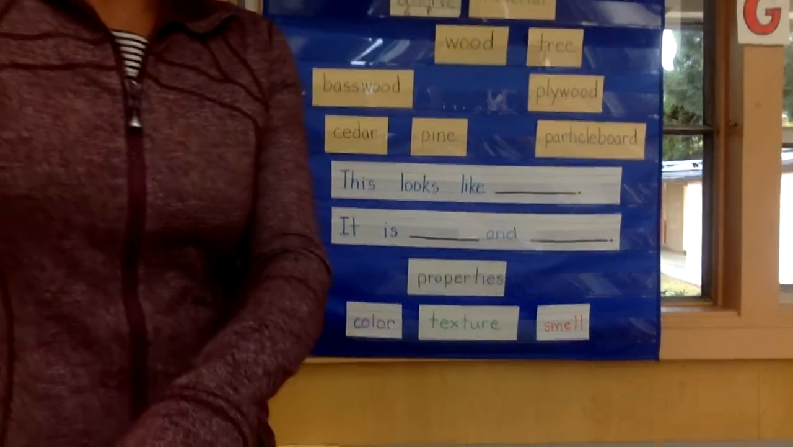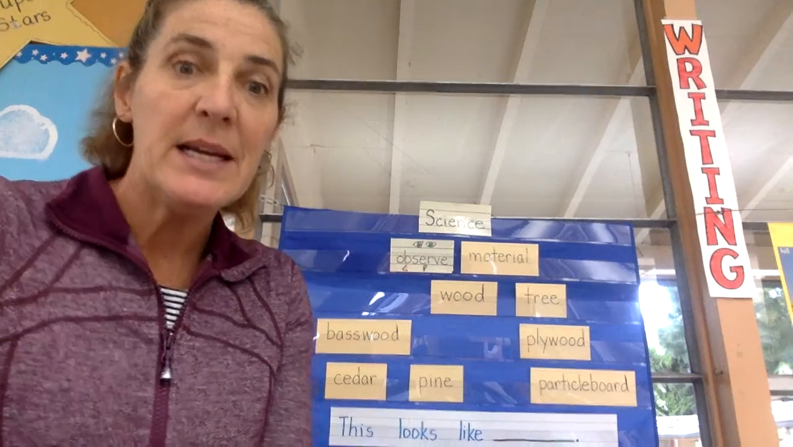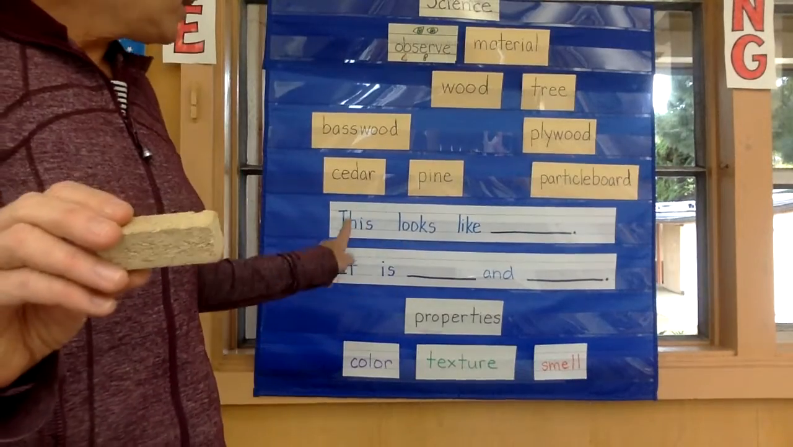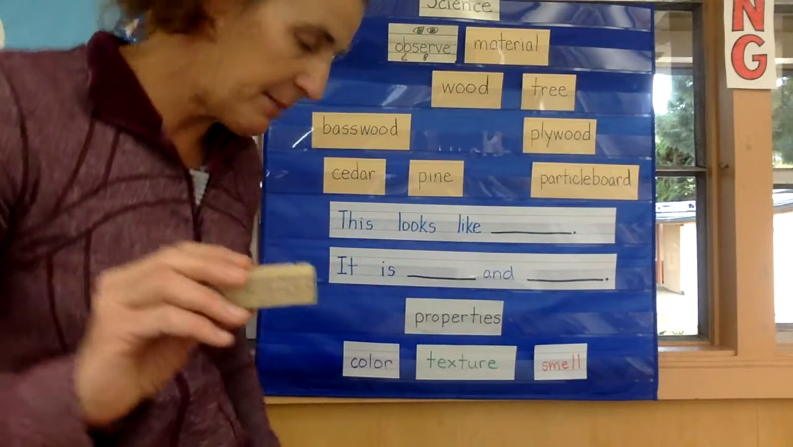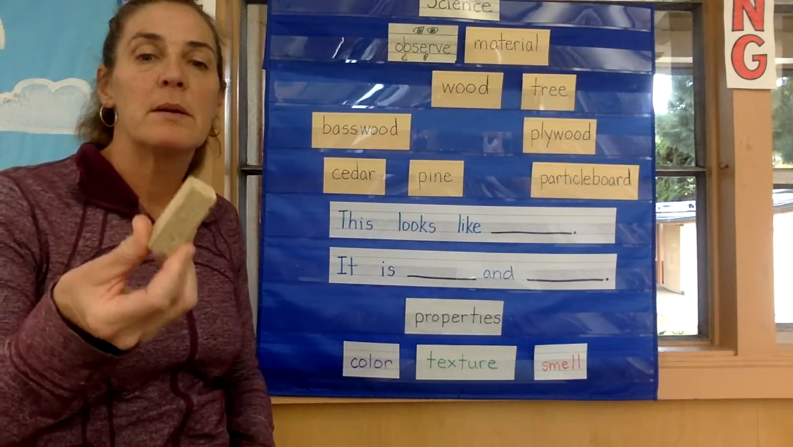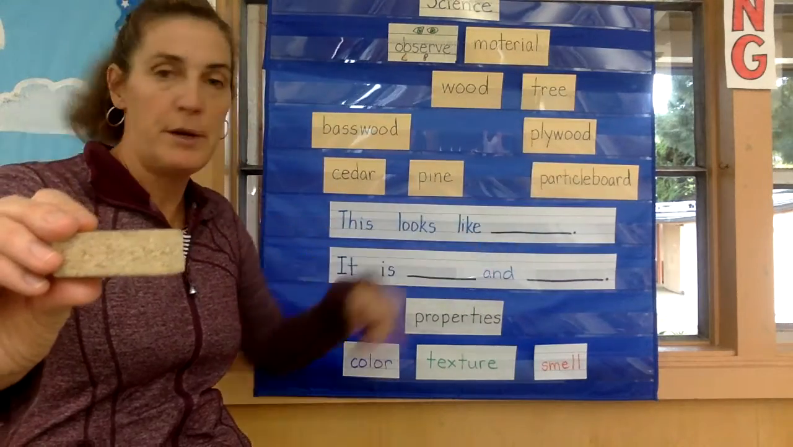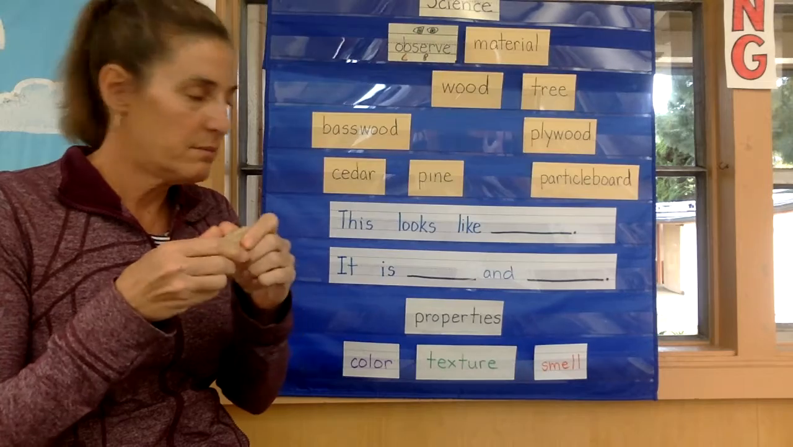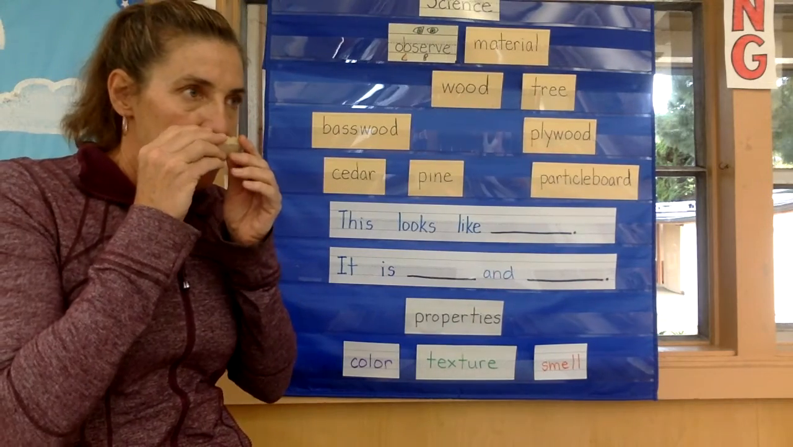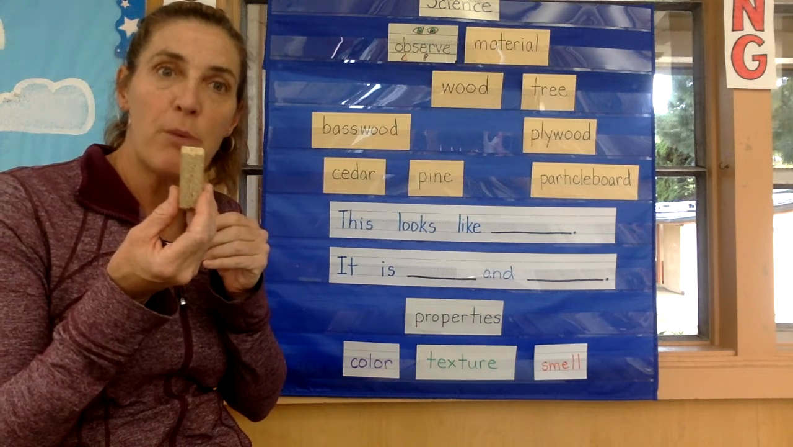Now here's what you're going to do. When it's your turn, pick up one of your pieces of wood. Maybe I'll pick up this particle board. I think that's what it is. Here's my sentence. This looks like blank. It is blank and blank. Let me tell you what I might say about this one. This looks like particle board. It is rough and it doesn't smell like very much. Those are some of the properties I noticed of particle board.